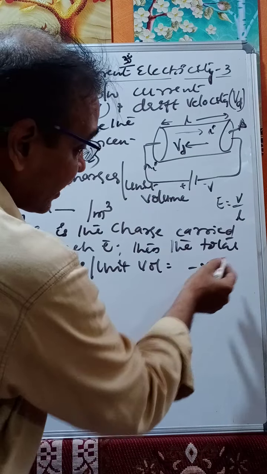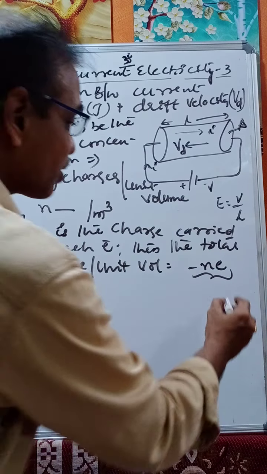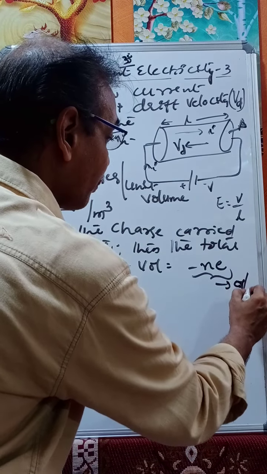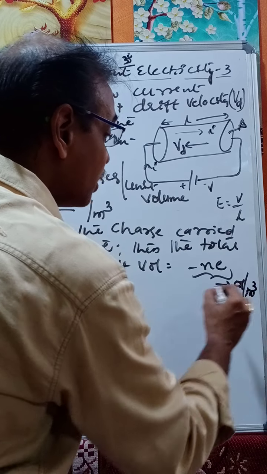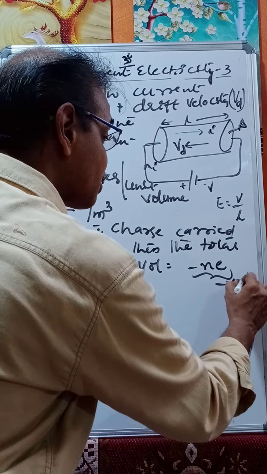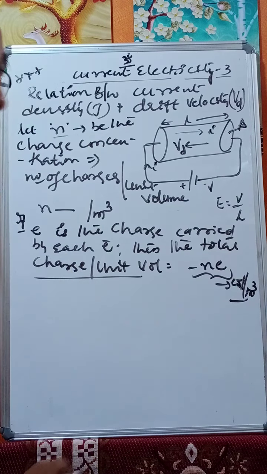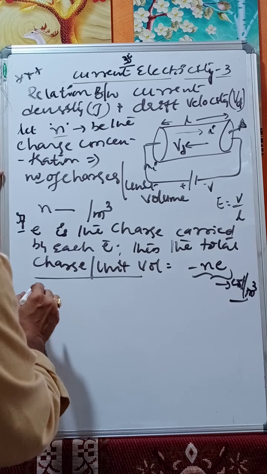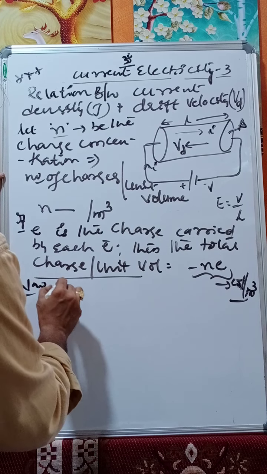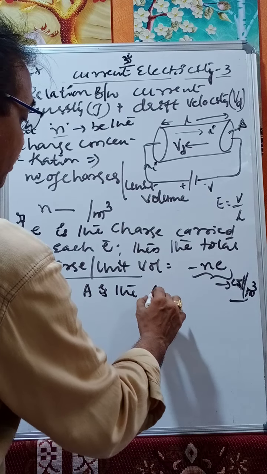Now what is the unit of Ne? N unit is 1 per meter cube, e is the charge, coulomb. Therefore this unit becomes coulomb per meter cube. Coulomb per meter cube, that is charge by volume.